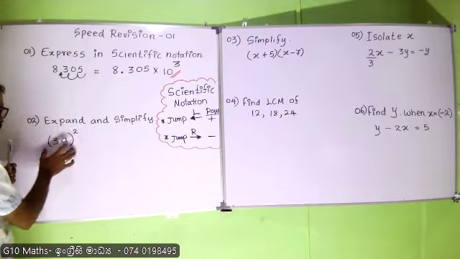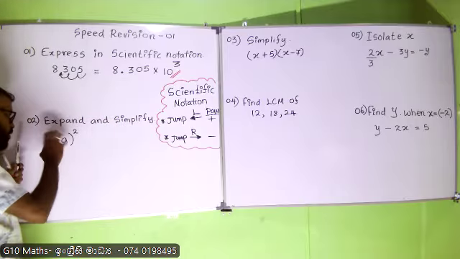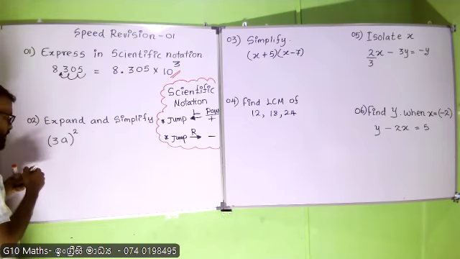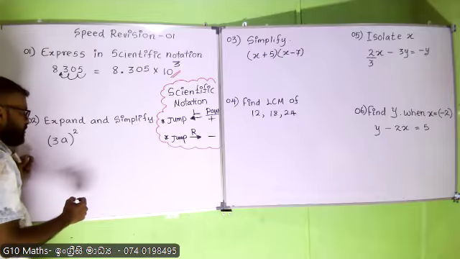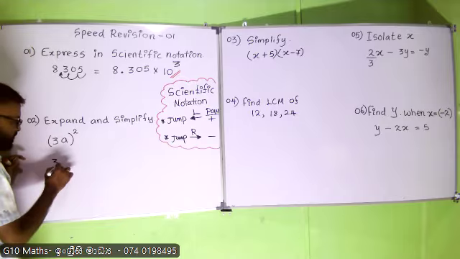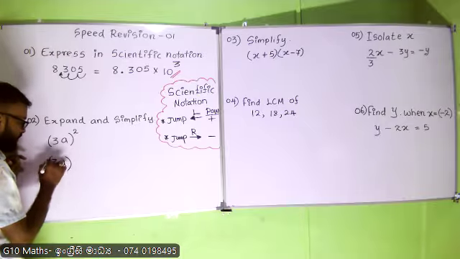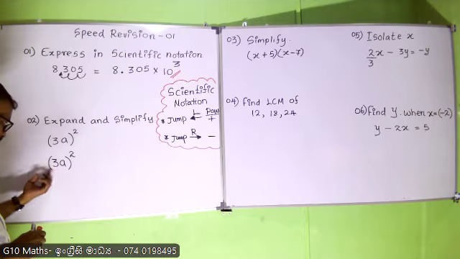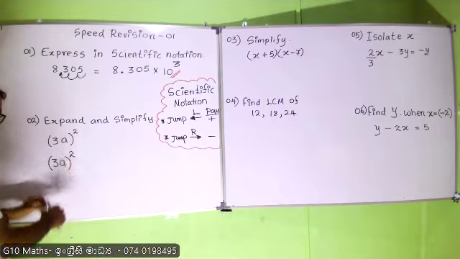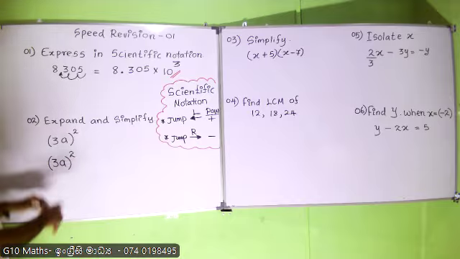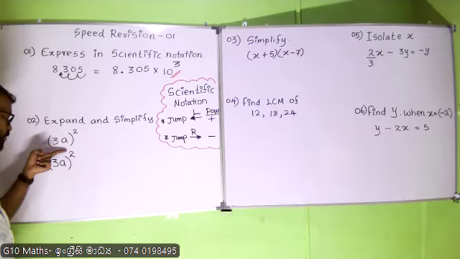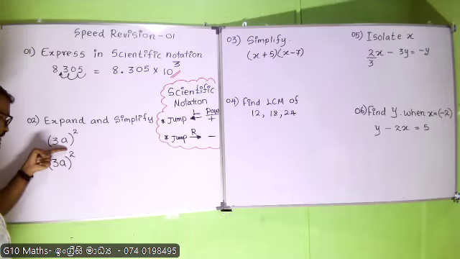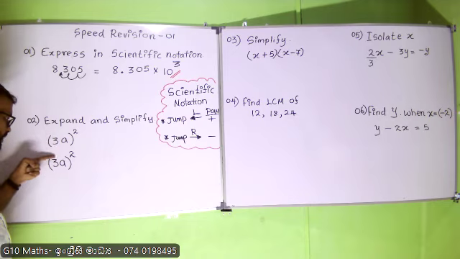Expand and simplify: 3a, the whole thing to the power 2. Product of powers, so you're going to expand. If you see something like this, what you need to understand is that this bracket has the power 2, which is common for both 3 and a. This index 2 is common for both 3 and a.